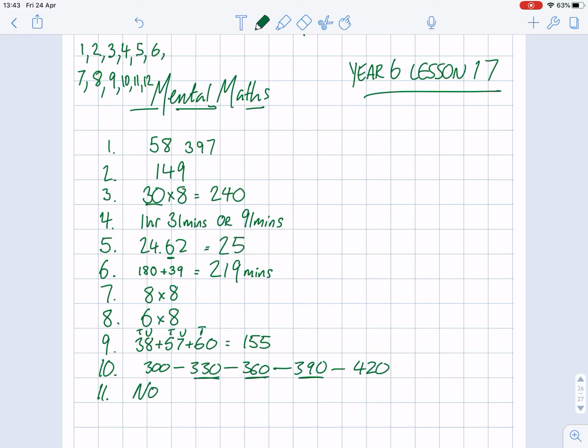Is 7 a factor of 30? The answer is no. How do I know? A couple of ways of thinking about it. If you count on in 7s, you don't land on 30. Or if you divide 30 by 7, you don't get a whole number answer. But if you put no, give yourself a mark.